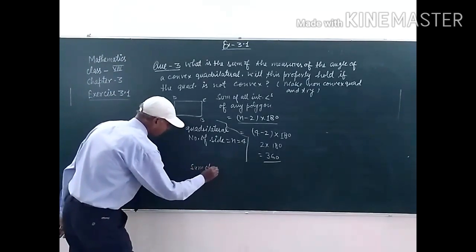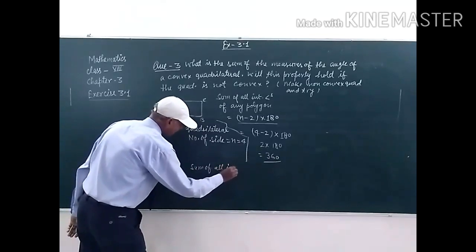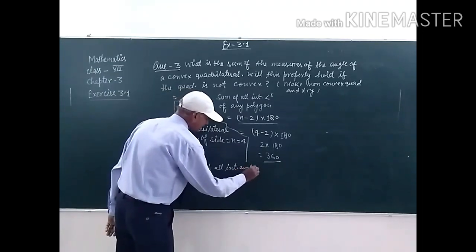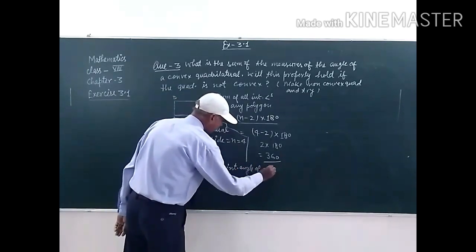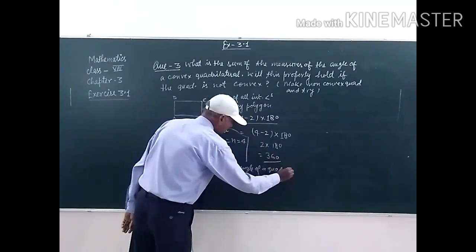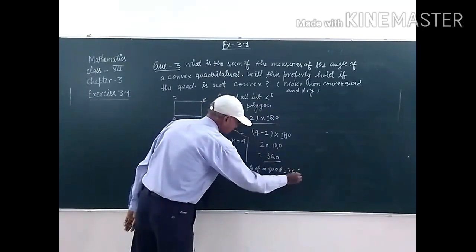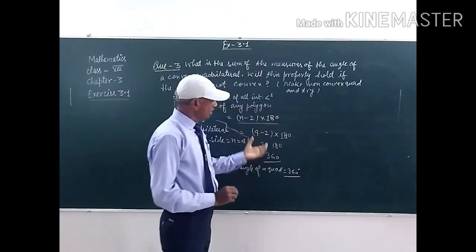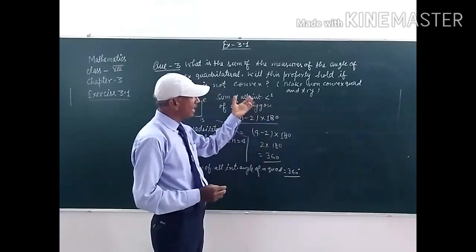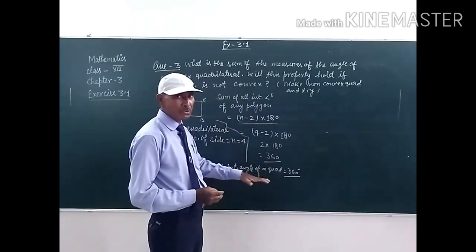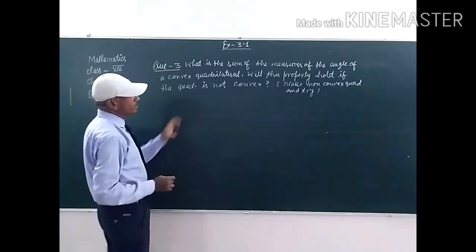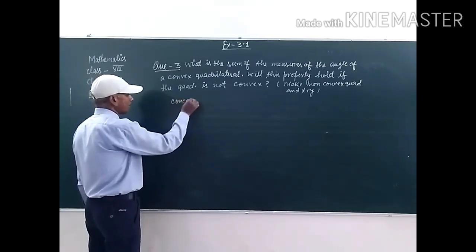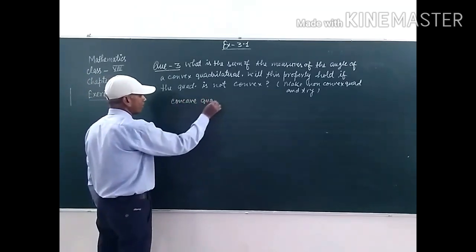Sum of all interior angles of a quadrilateral is equal to 360 degrees. Now we have to find out whether the sum of all interior angles of a concave polygon is also 360 degrees. Now we will solve the second part of this question, the concave polygon or concave quadrilateral.